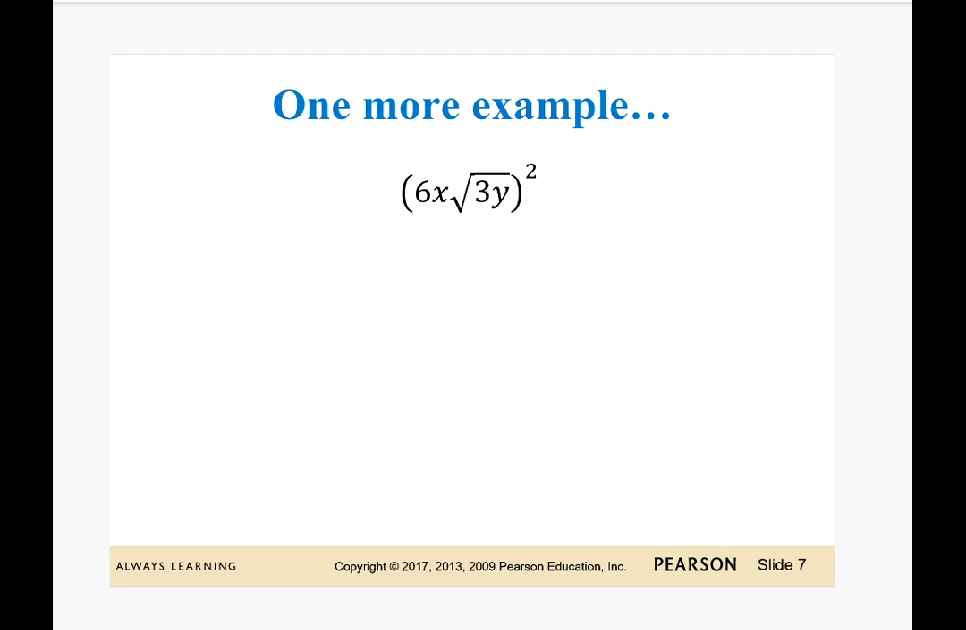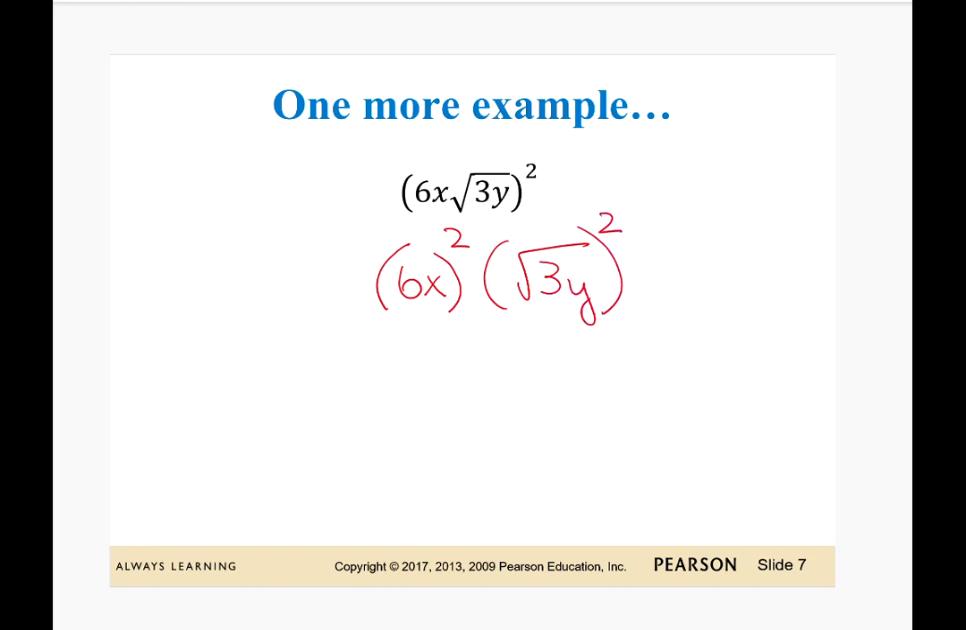All right, another thing that you could see is what happens if you have some weird thing like this and the whole thing is squared. Okay, this is one big term. It's one big thing we have multiplied together. So what we can do is multiply that coefficient out in front, and then we're going to square that, and then we can square the radical as well.